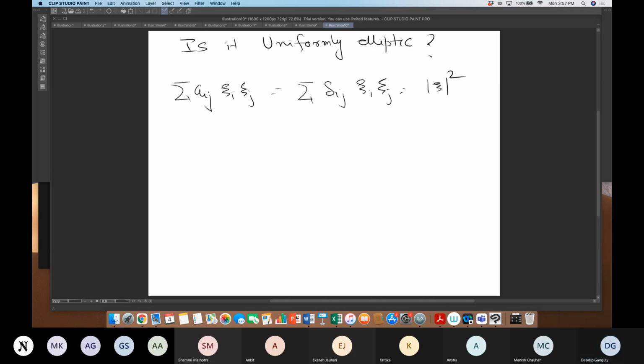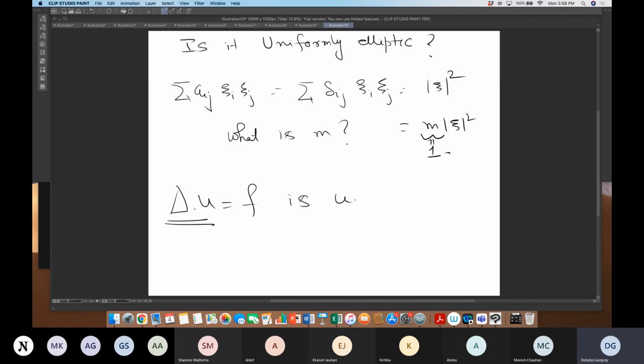Yes or no? Yes, sir. What is small m? 1. Yes, very good. This is m into |xi|^2 equal to 1. So the Laplace operator, Laplacian u equal to f, is a uniformly elliptic second order equation. Clear?